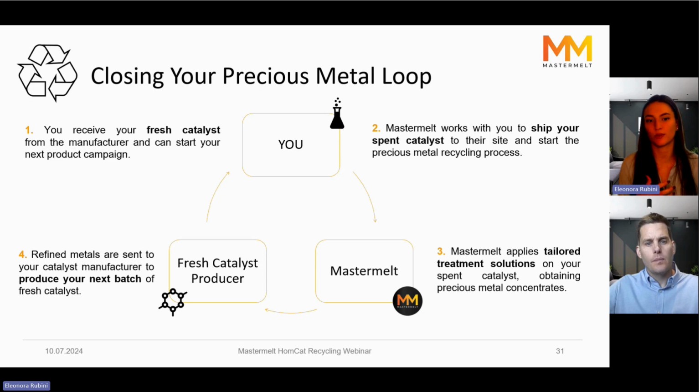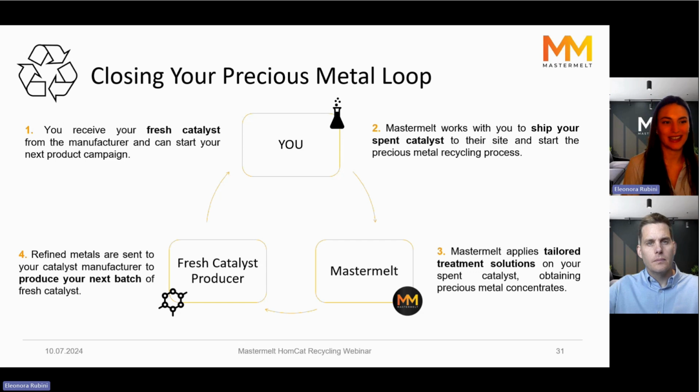So you do see here, it is really a one-stop shop solution where you do not need to think, okay, this was recycled. Now, how do I get my metals to my producer? How do I get all the supply running? This is something we will support fully and take care of. So you don't need to be involved in every single step of the way if you do not want to.